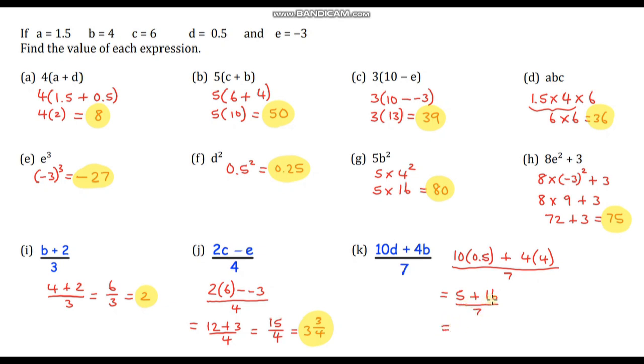So 10 times 0.5, that's 5. And then we're going to add on 4 times 4, which is 16. And then all of that is being divided by 7. So 5 plus 16 is 21. And 21 divided by 7, that's quite nice because that divides without any remainders. That is 3.